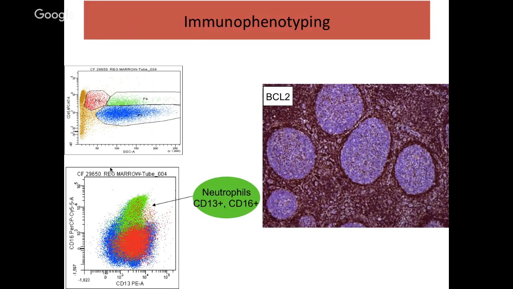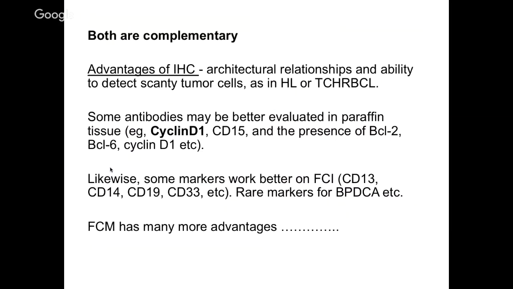And these two techniques are complementary. The advantage of immunohistochemistry is that you have a slide, you can do microscopy, you have morphology, architecture, cellular details. That's a major advantage of microscopy, where you can select cells of interest based on morphology.